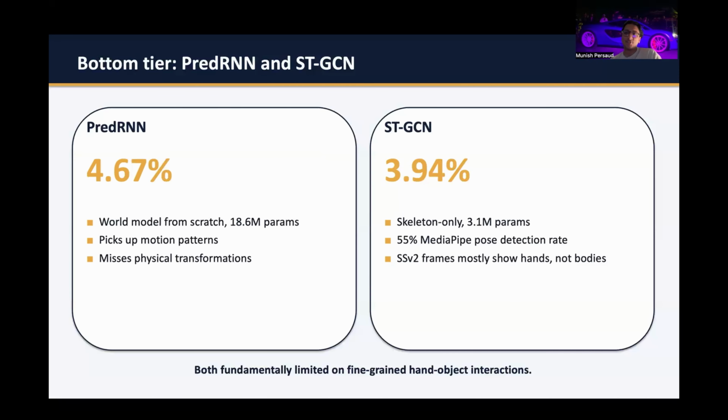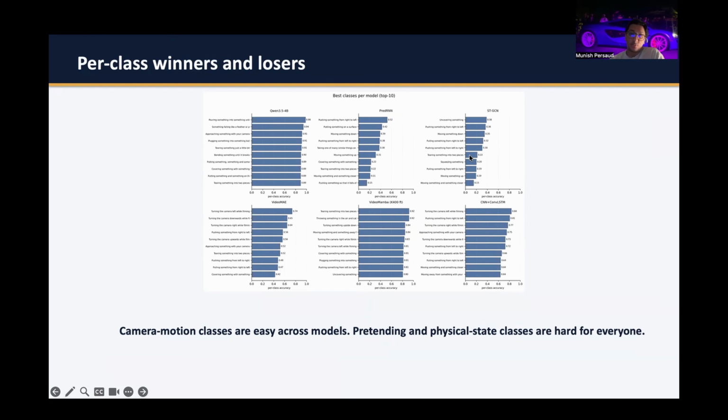That's probably just due to limitations in terms of how quickly this can run in training and putting it all together. It is very small at only 3.1 million parameters, and for it to achieve almost what PredRNN did is actually super cool. Essentially, both are fundamentally limited on fine-grained hand-object interactions. These are our per-class winners and losers.